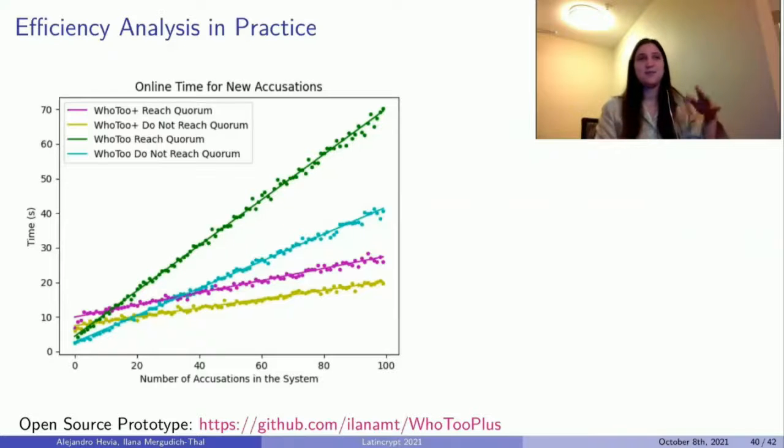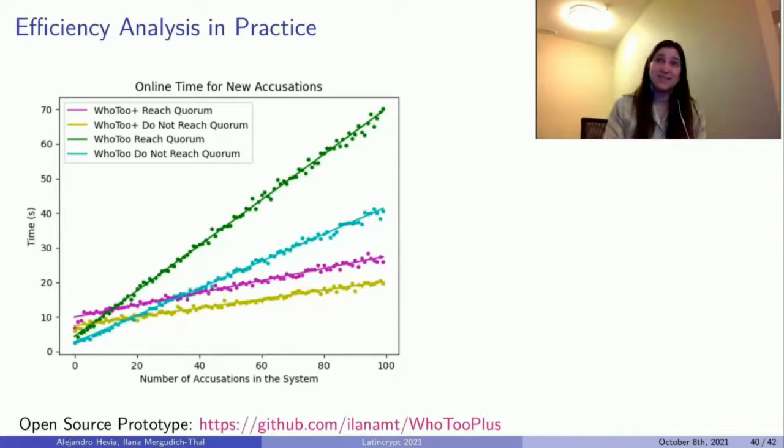And in the case of the comparison between the pink and the green lines, in the accusations that do reach the quorum, we can see that it is a bigger difference because it includes both of the improvements in efficiency, both the duplicate revision and the matching accusations, because the process of finding matching accusations is only done when the quorum has been reached. So our story does have a happy ending.